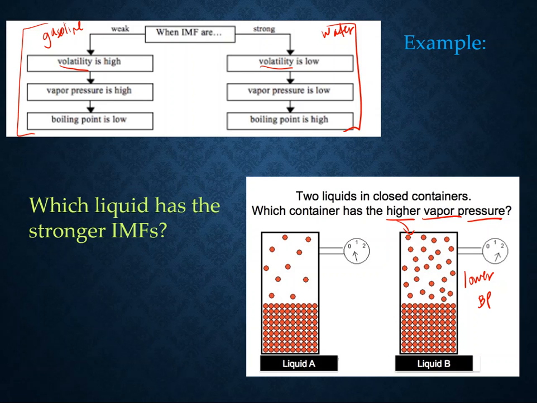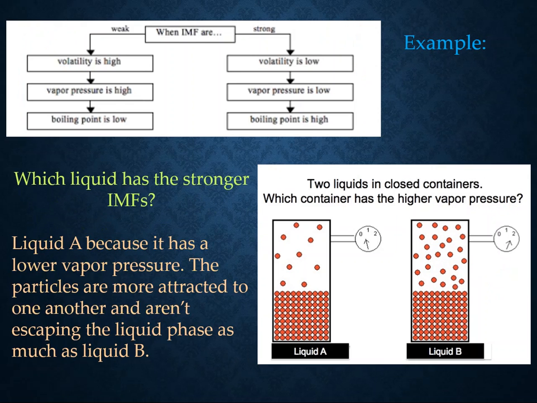A, very good. Yes. The liquid that has the stronger IMFs is going to have the lower vapor pressure because it's not allowing it to escape as much. Therefore, it's holding on to it, not allowing as many particles to escape. Liquid A has the lower vapor pressure. The particles are more attracted to itself, and therefore it doesn't escape as much, as you see in liquid B, which has the higher vapor pressure. So definitely stronger forces go with lower vapor pressure. Higher boiling points, lower vapor pressure.